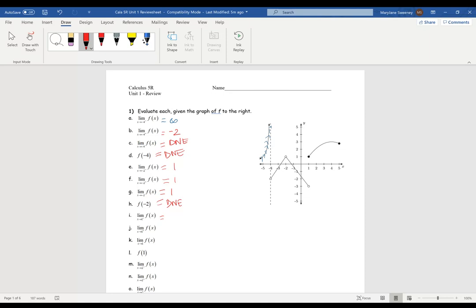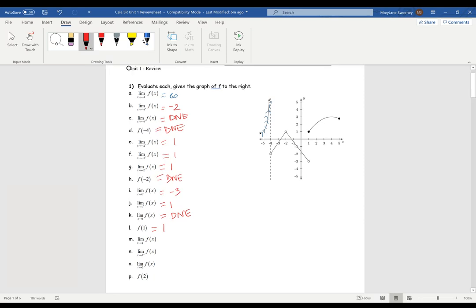1 from the left, so +1 coming from the left. As you get closer and closer to +1. 1 from the right: if I'm coming from the right, approaching an x value of +1, so if I'm at 1.0001, where are my y's approaching? 1, which means the limit at 1 does not exist. Limit from the left does not equal the limit from the right. F of 1 is 1, because that's where the closed circle is.